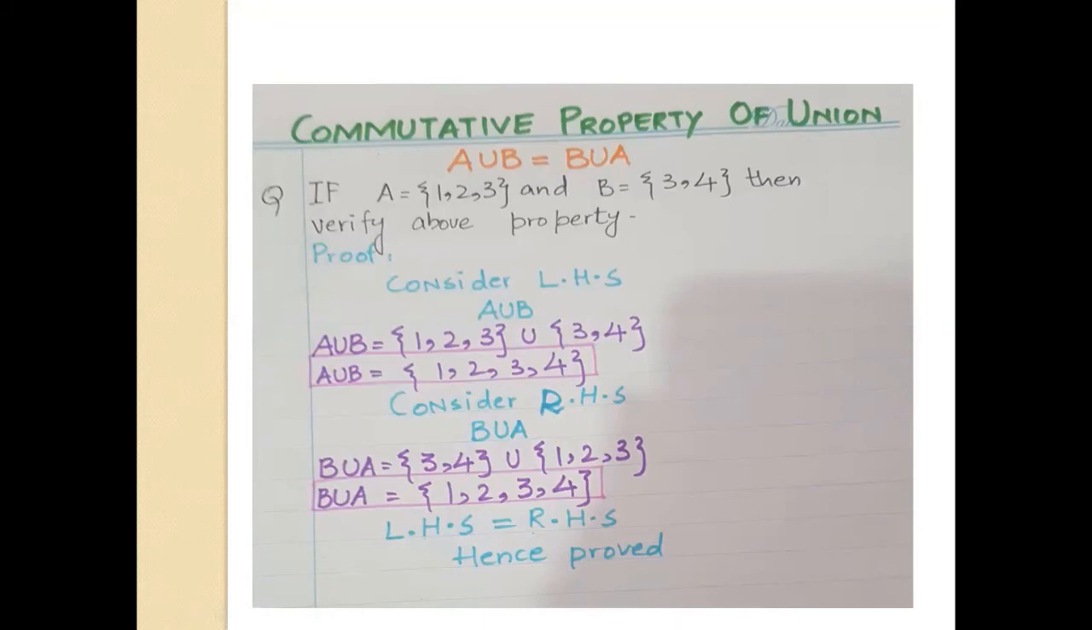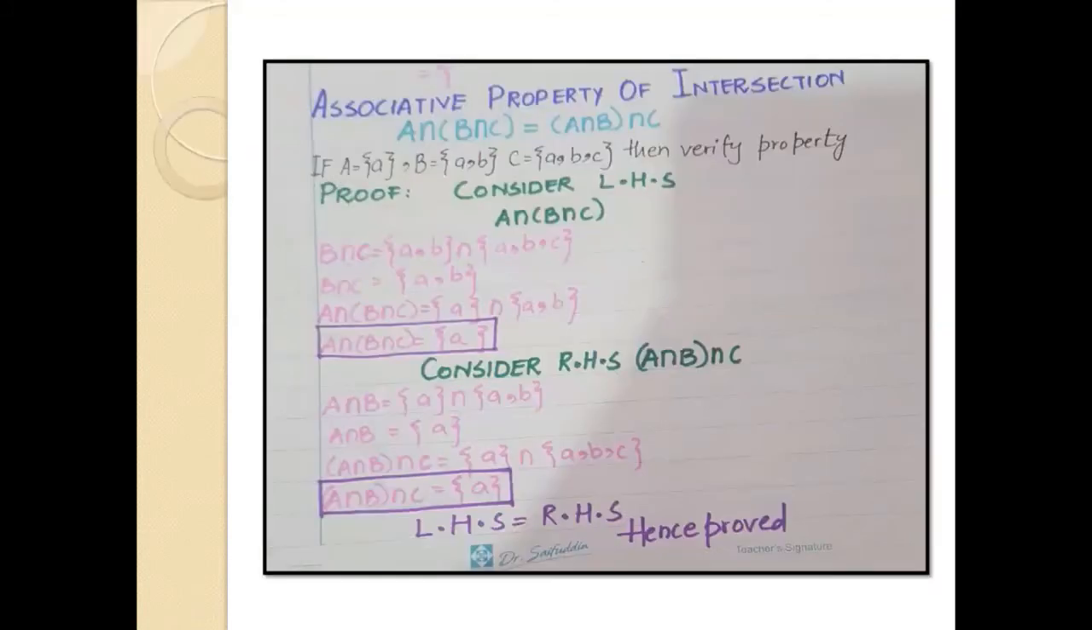You will do in your fair copies the commutative property of union as well as the commutative property of intersection. Here we have discussed the detailed solution of the associative property of intersection, but in your fair copies you will do the associative property of intersection as well as the associative property of union. Okay.